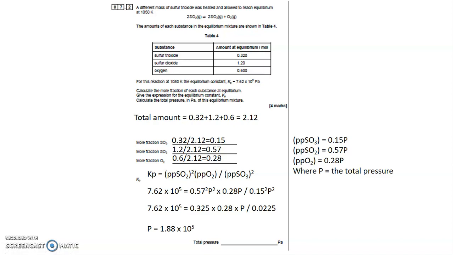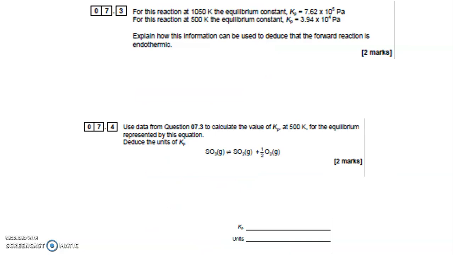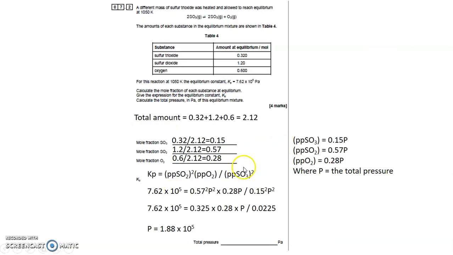However, this question is tricky because it's back to front. I've been given the Kp and it wants me to work out the total pressure. So this is what I have to do. To turn this into a partial pressure, I would take 0.15 and multiply by the total pressure. Let's call the total pressure P. So the partial pressure will be the mole fraction multiplied by the total pressure P. 0.15 multiplied by P. 0.57 is the mole fraction of SO2, multiplied by the total pressure P. 0.28 multiplied by the total pressure P for the partial pressure of O2.